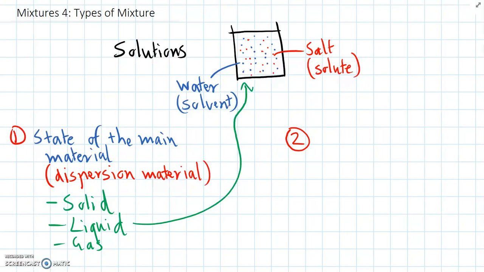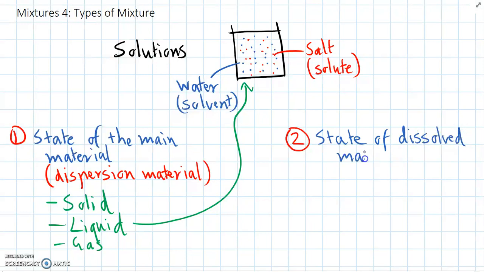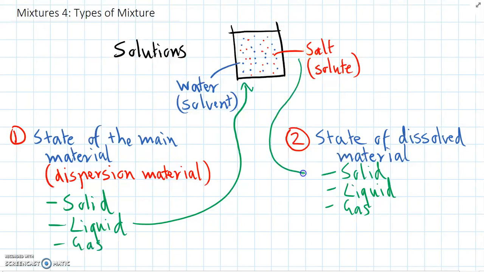So the second question we need to ask is, what is the state of the dissolved material that we're adding to the main material? The state of the dissolved material. So again, we're checking if that is a solid, a liquid, or a gas. In our salt water example, we added salt as the dissolved material, and salt is a solid. But as we've learnt before, we can dissolve liquids and gases as well.